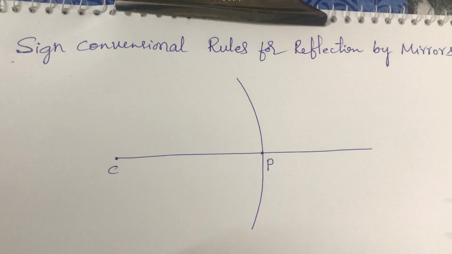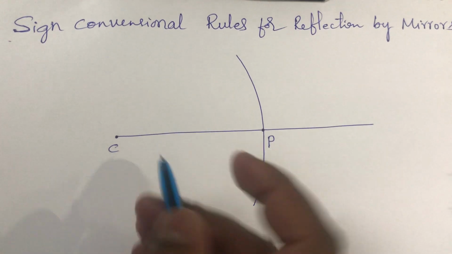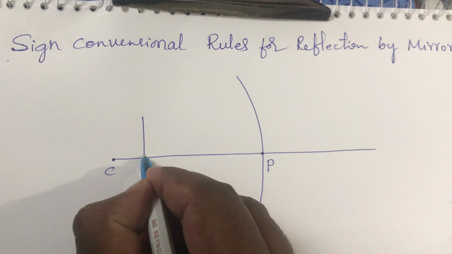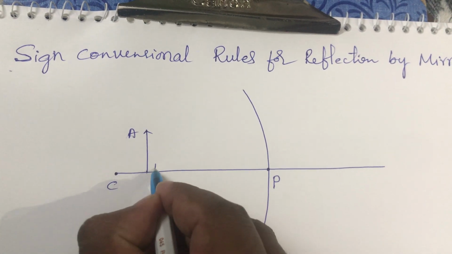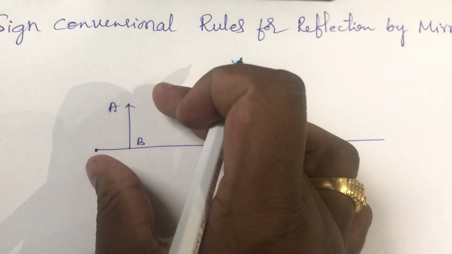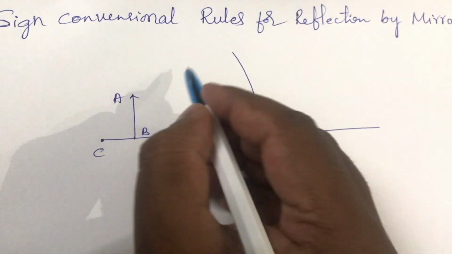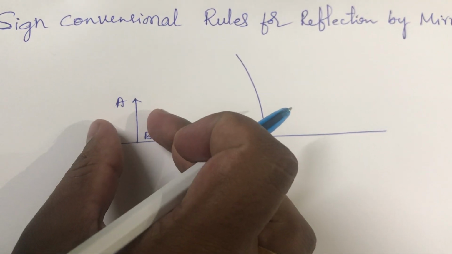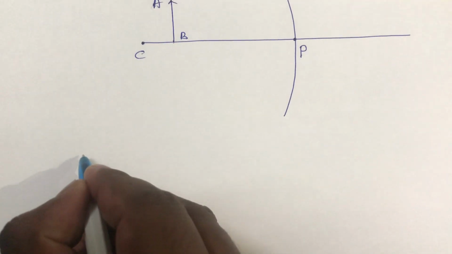While considering the sign convention rules, we have to consider an object AB which is placed perpendicularly on the principal axis. And remember, the object must always be placed on the left side of the mirror. So the first rule, I'll write it here.